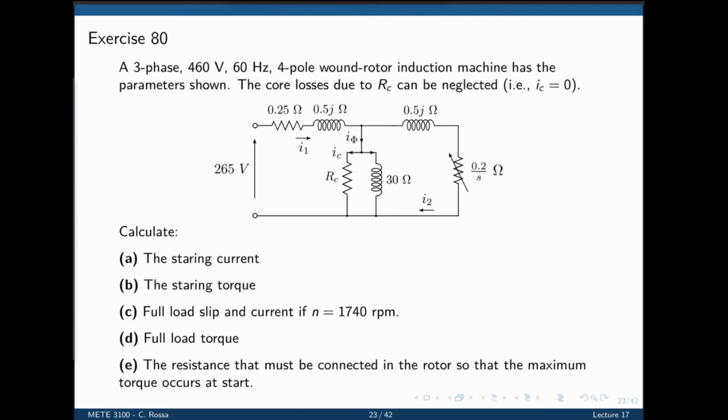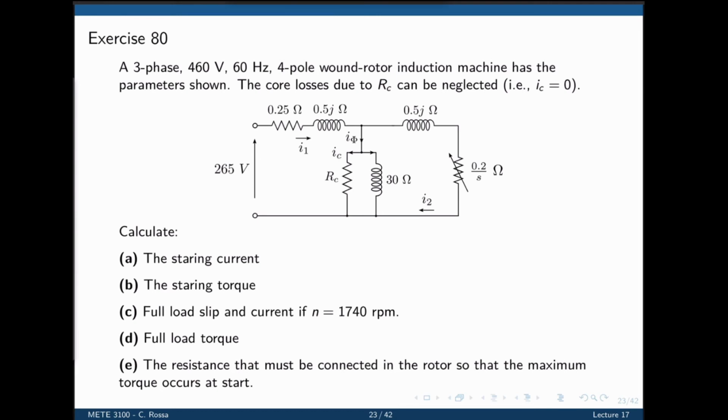So here, this is a more comprehensive one. We have a 3-phase, 460 volt, 60 hertz, 4-pole motor. The rotor has the parameters shown. The core losses due to RC can be neglected.